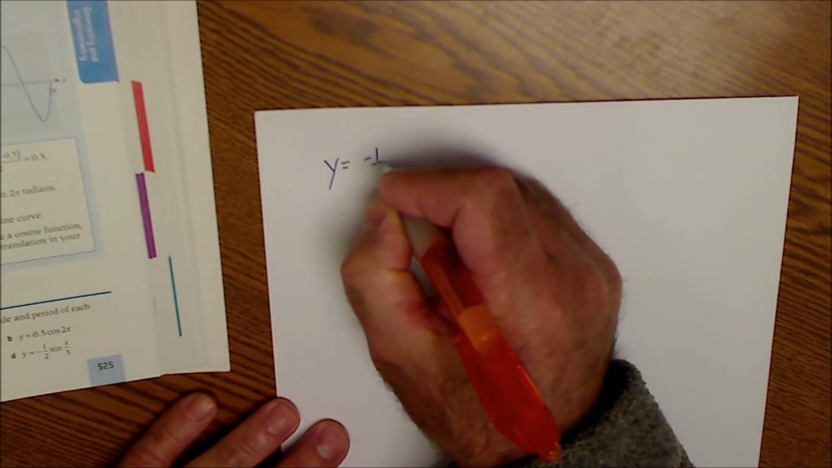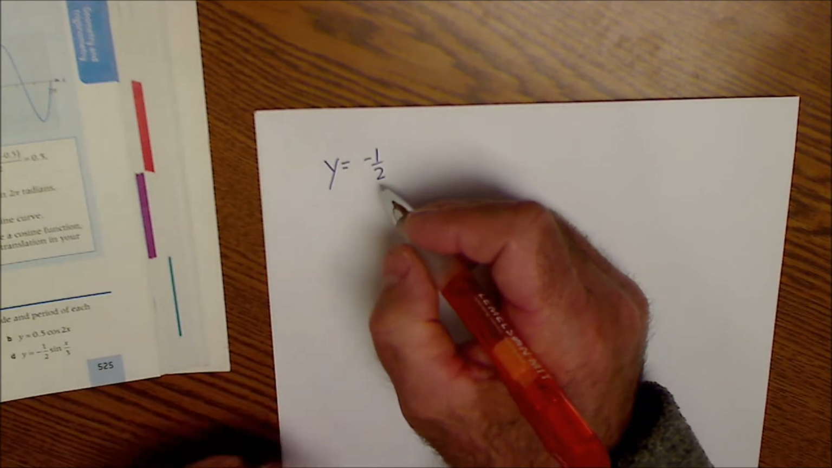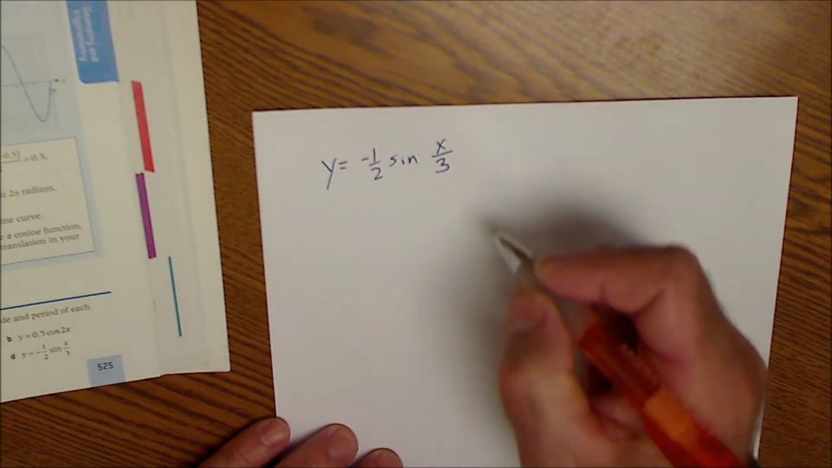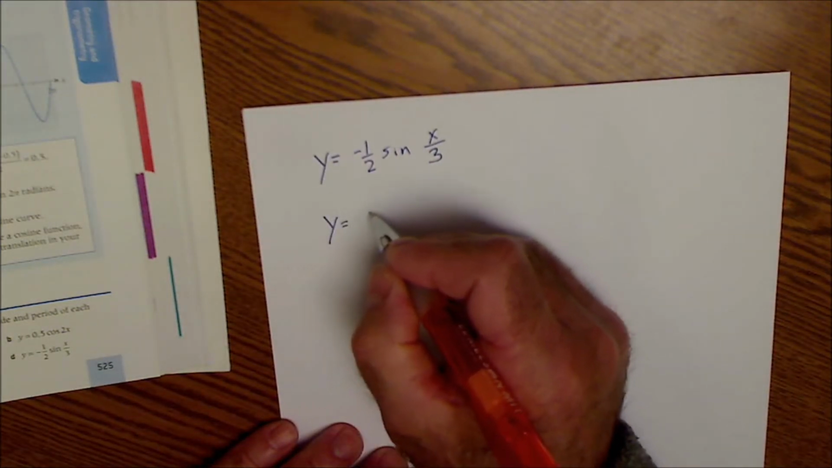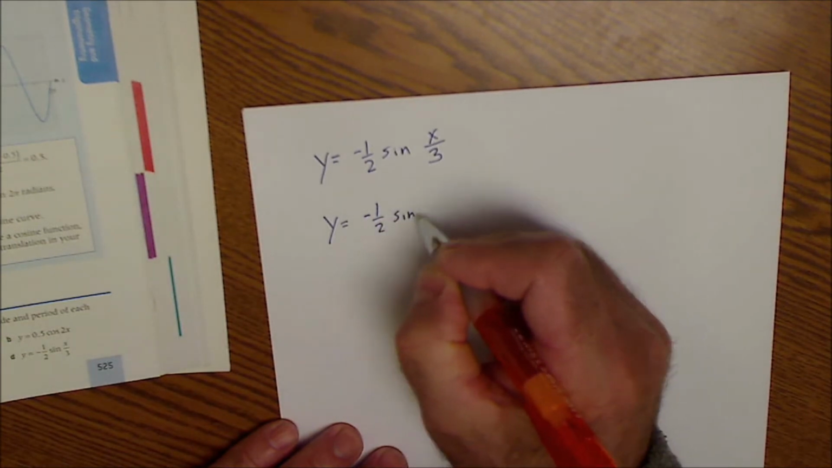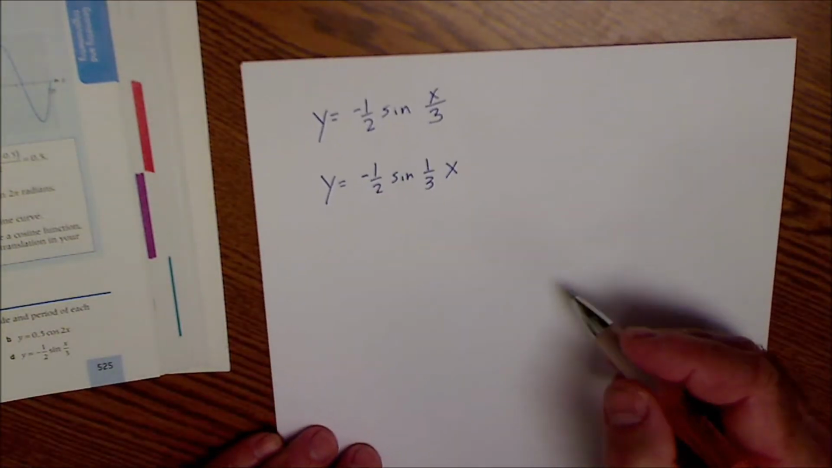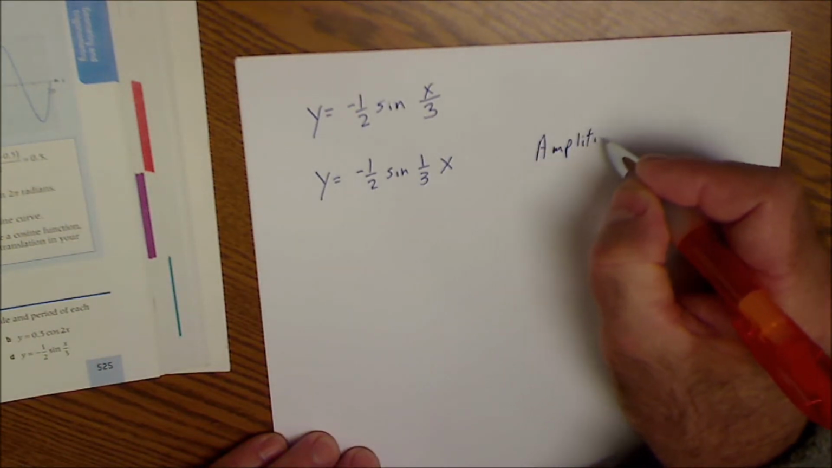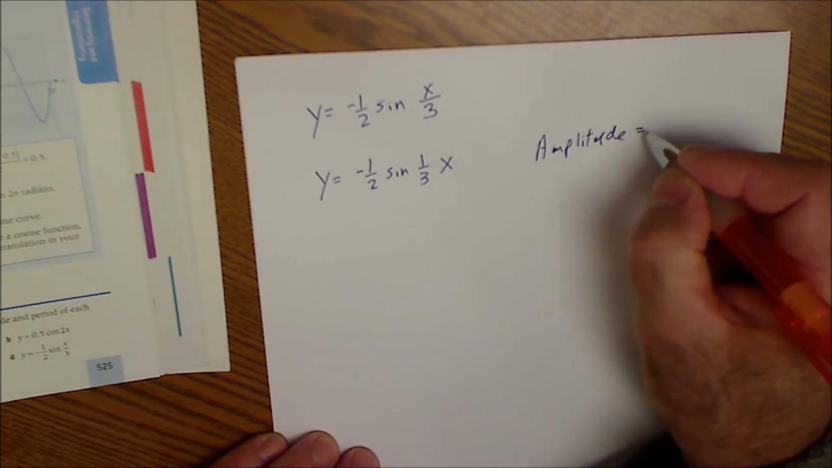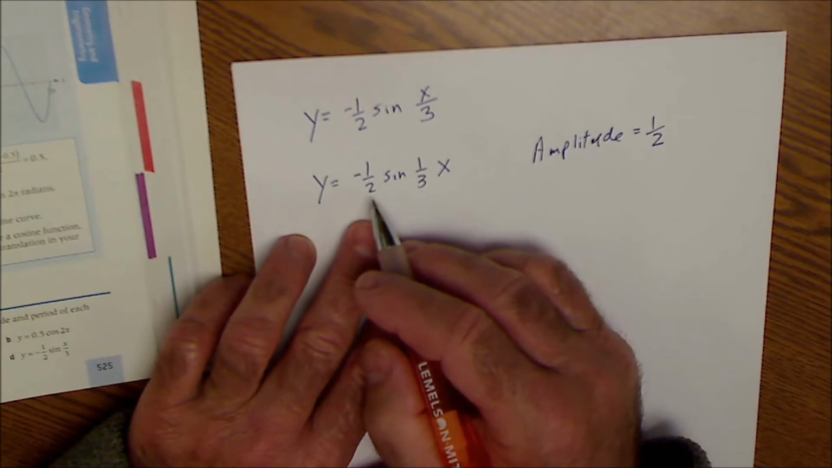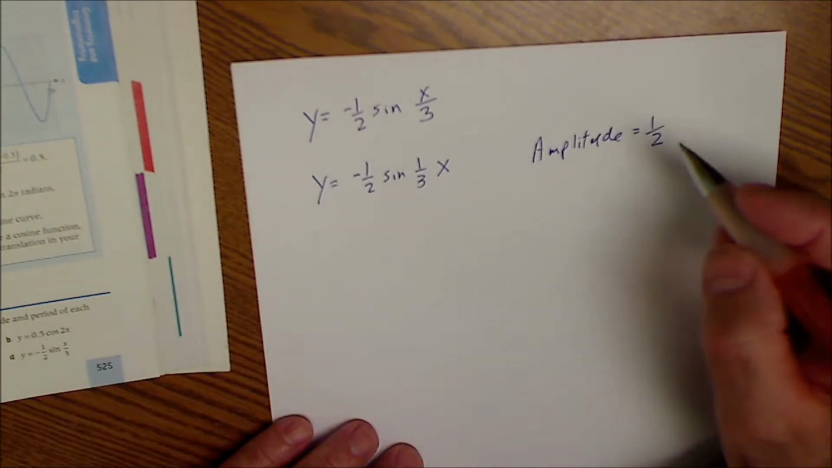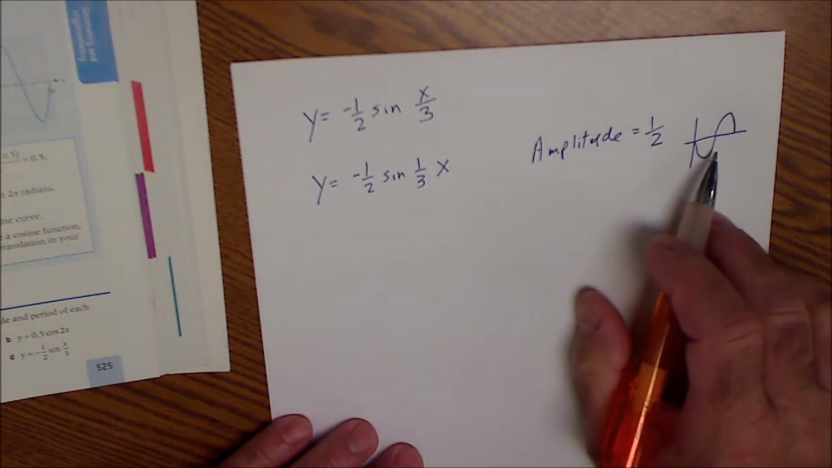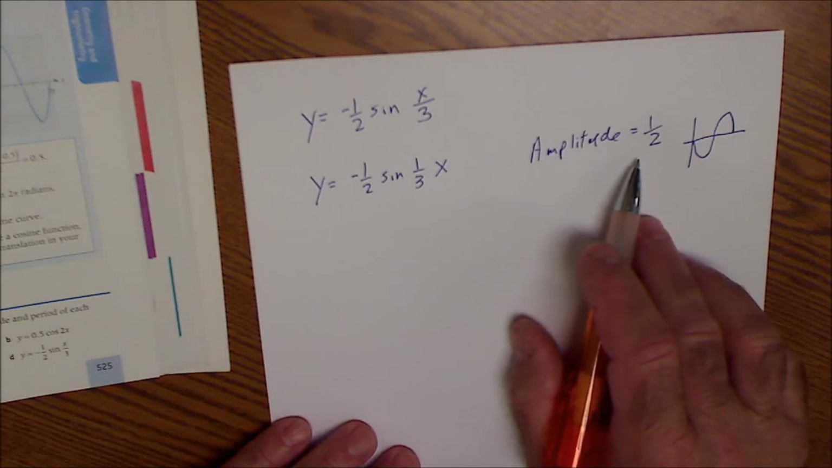Y is equal to negative 1/2 sine of x over 3. Well, x over 3 is really the same thing as sine 1/3 x. So the amplitude is always a positive number. So the amplitude in this graph is 1/2. It's the absolute value of that. That negative is going to reverse direction on the sine graph. So the negative reverses the direction, but the amplitude is still a positive.